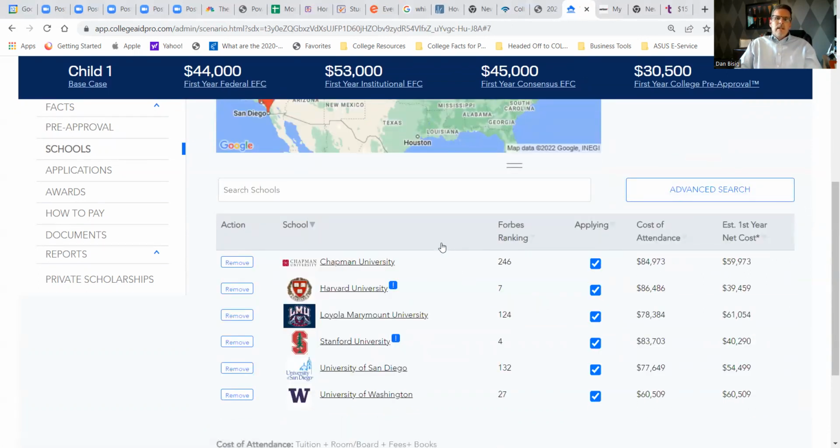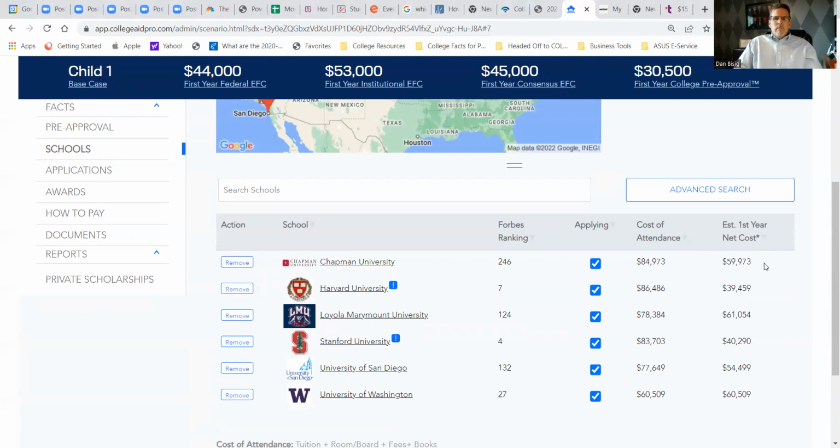I'm going to hide these notes. And so you can see what we have in here. And we can see this is the overall cost of attendance for these individual schools. Pretty amazing, right? I mean, that it's almost $85,000 per year to go to Chapman, or $86,500 to go to Harvard. If you look at Stanford, it's almost $84,000 and so forth.